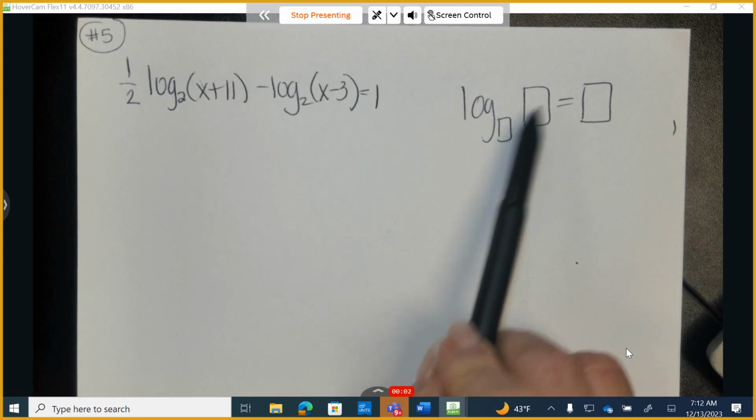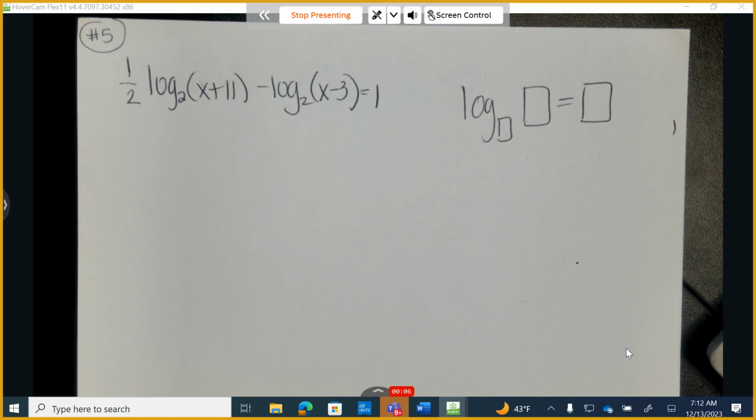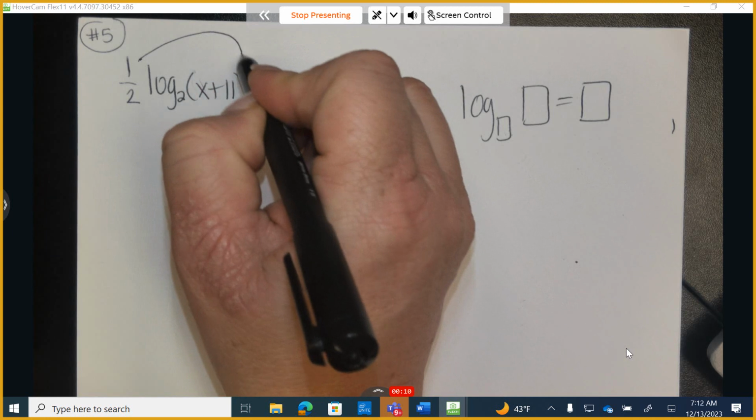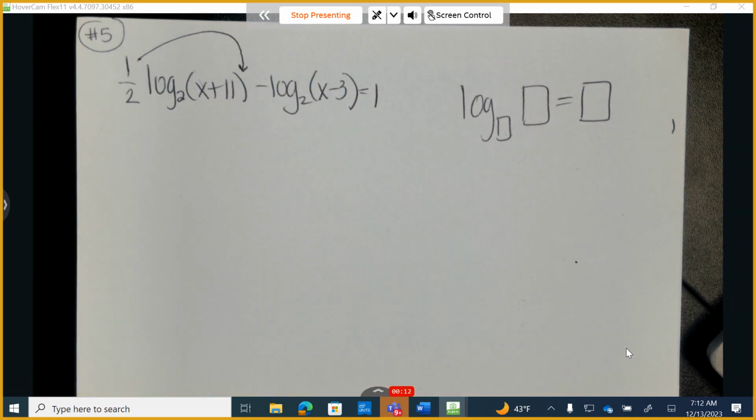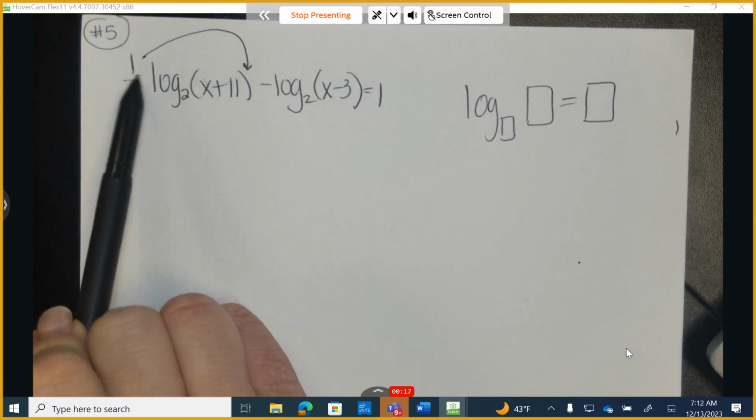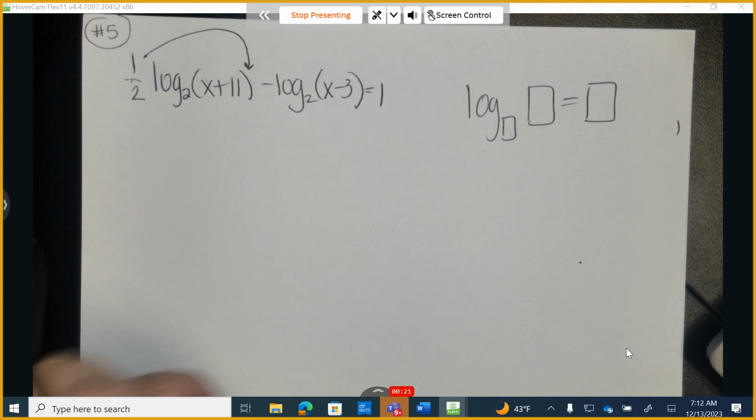As a reminder, once I solve for x and I check, these two values have to be positive. So in this situation, I'm going to condense. I'm going to start by taking this 1/2 and bring it over to the portion. So when I expanded this, any exponent goes out front. I'm also going to turn subtraction into division.